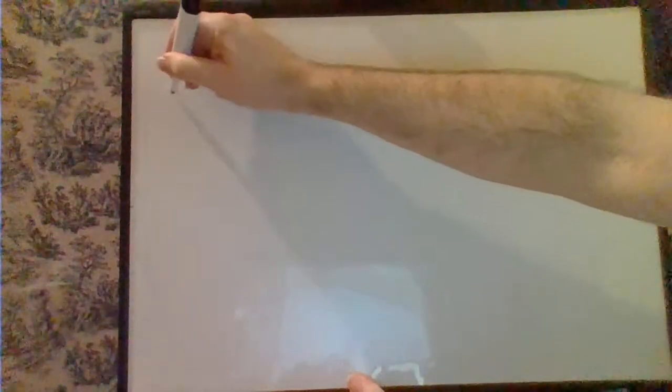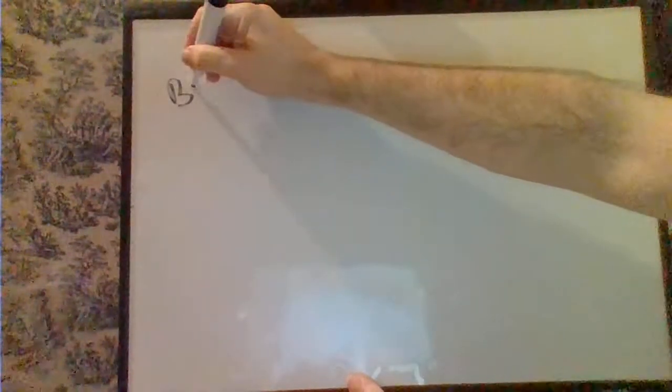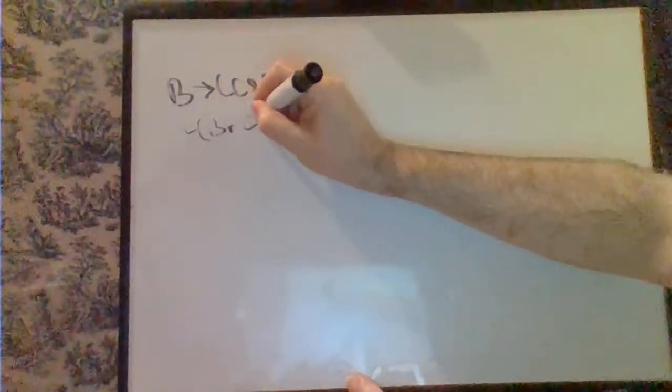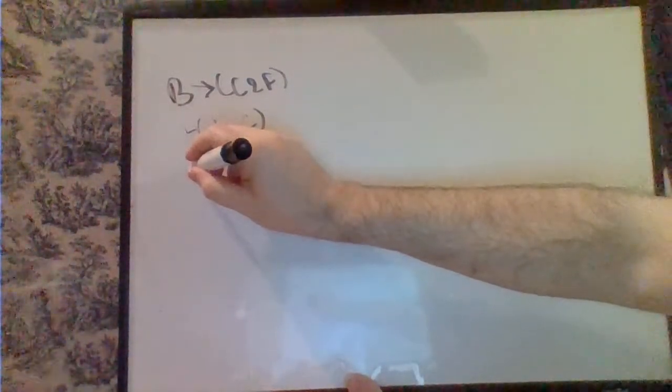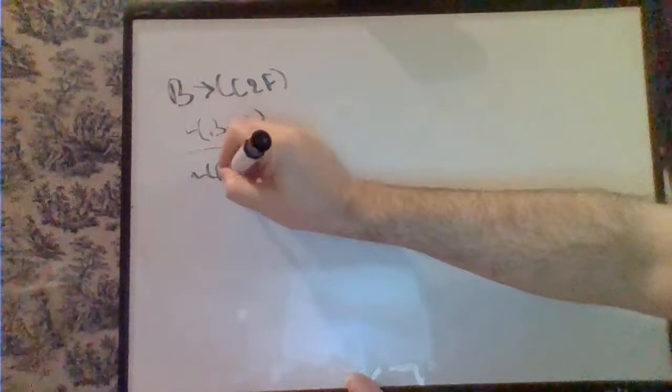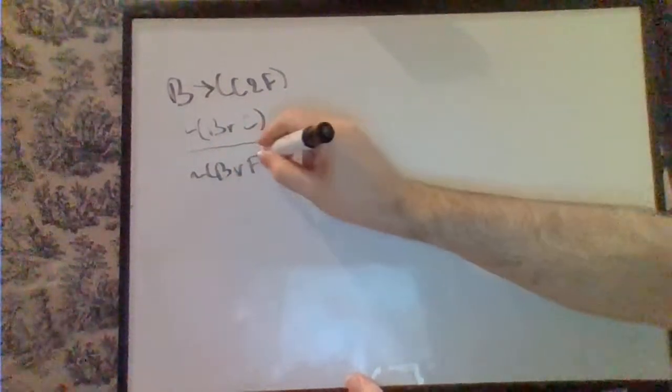All right, so let's say I've got: if B, then C and F; not B or C; therefore, not B or F. Okay, so if B, then C and F, not B or C, therefore not B or F.